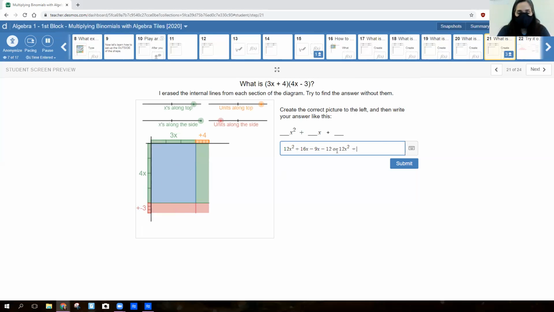16 minus 9 is 7. So this would be 7x minus 12. Okay. All right. Once you have that, hit submit and move to the next one.